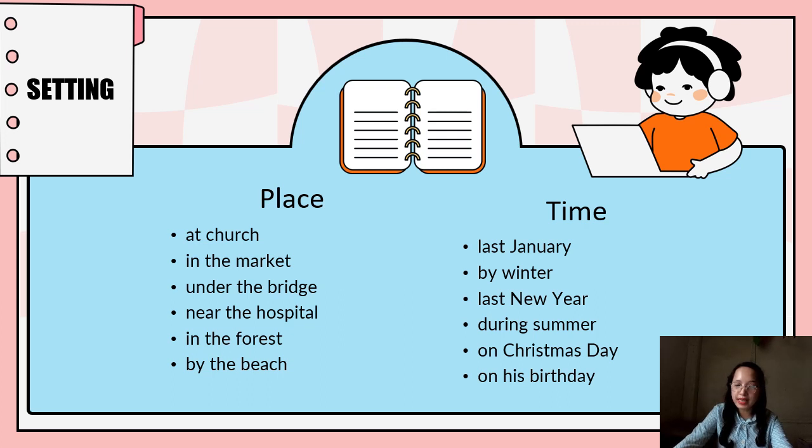Here are some examples in identifying the setting of the story. For place: in the playground, at church, in the market, under the bridge, near the hospital, in the forest, and by the beach. For time: last January, by winter, last New Year, during summer, on Christmas Day, and on his birthday. So that's the setting.